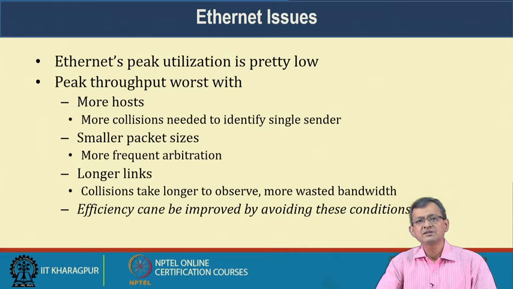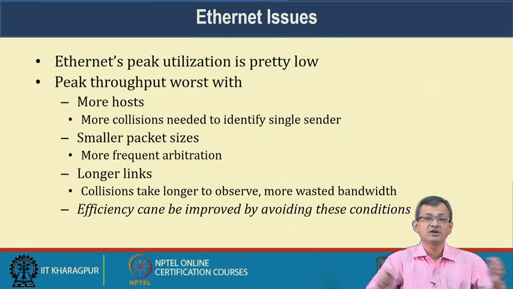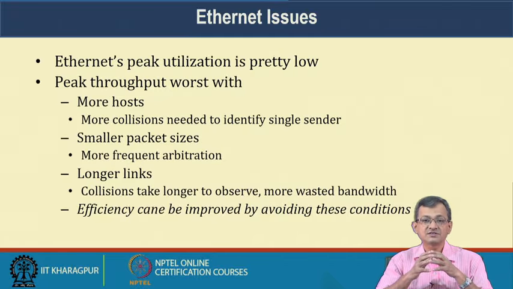Ethernet's peak utilization is pretty low, right? Peak throughput depends on the number of hosts. If you connect more hosts, the throughput will fall, because more collisions need to be identified by a single sender. Smaller packet size means more frequent arbitration. With longer links, collisions take longer to observe, so more bandwidth is wasted. If the link is longer, a collision takes a larger time to observe.